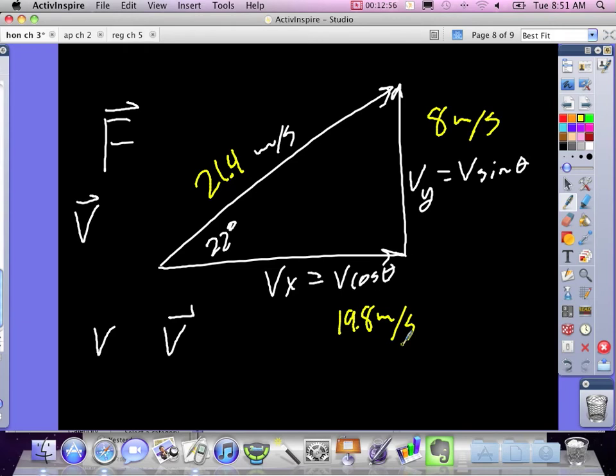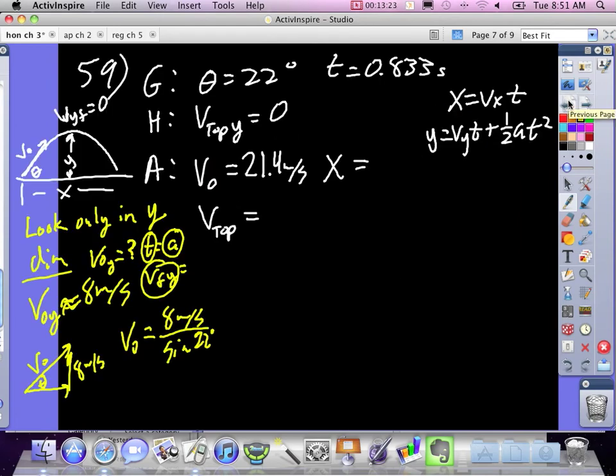Oh, okay. Could have used Pythagorean theorem. Could have used this right here. Or you just do 21.4 times the cosine of 22 degrees. Right? And everything's done. Could you plug that in? What do you get? What's 21.4 times cosine of 22? Is it 19.8? Okay, cool. Very good. So then, if the vertical velocity, as Colin told us, was 0, and the horizontal velocity is 19.8, do you see that the velocity at the top is just 19.8 meters per second?